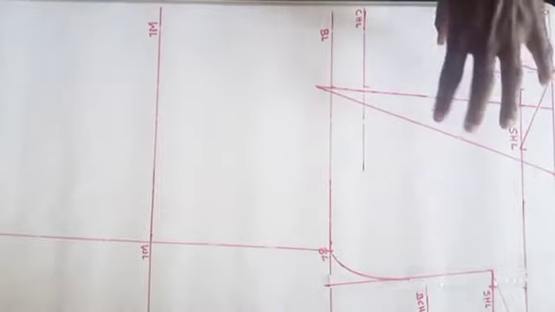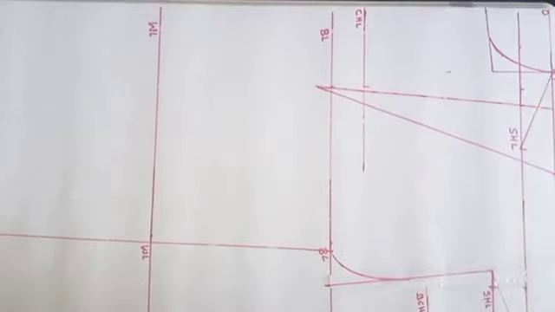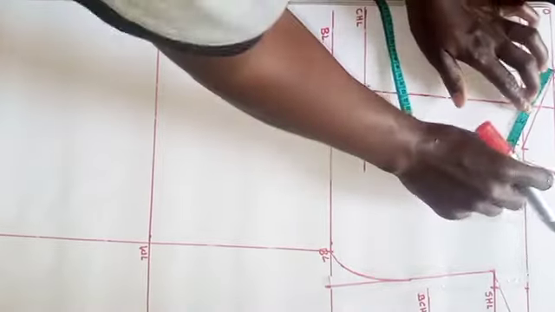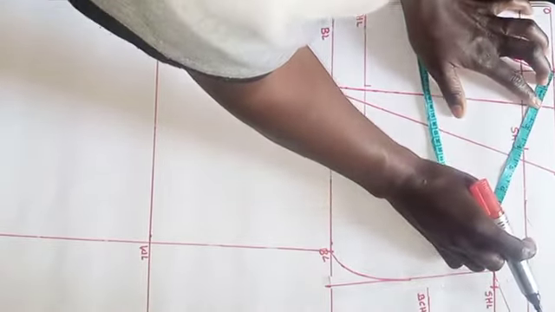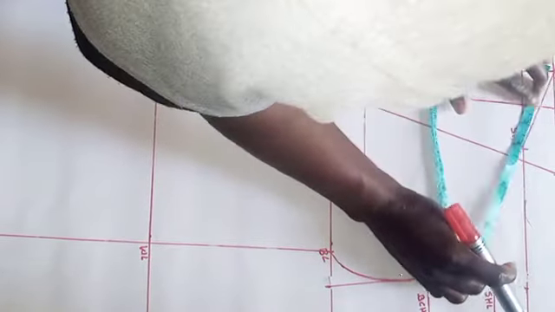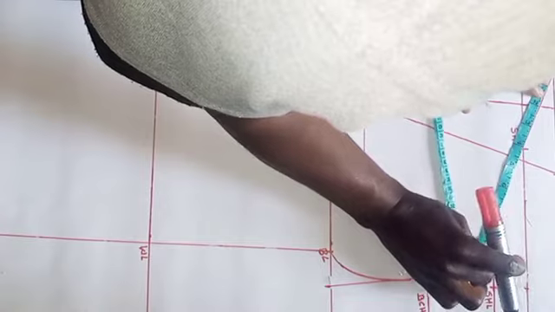So this is going to be the dart on the shoulder. So the next thing we'll be doing is to complete the shoulder line. From the chart, the shoulder measurement that matches the bust I'm using is 5 inch. Plus this 3 inch dart we took, that will be 8 inch.